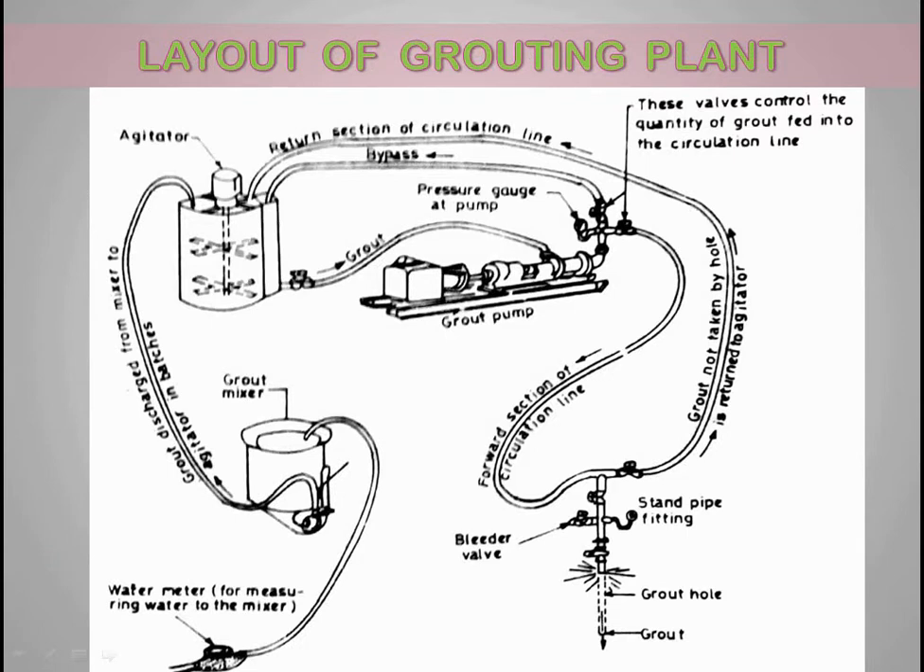This is a picture which gives a complete layout of a grouting plant. When we look at the grouting plant, we have three major units called the grout mixer, the agitator and the grout pump. In the grout mixer, the grout materials and the required amount of water get mixed up. So a thorough mixing is done in the first unit called the grout mixer.